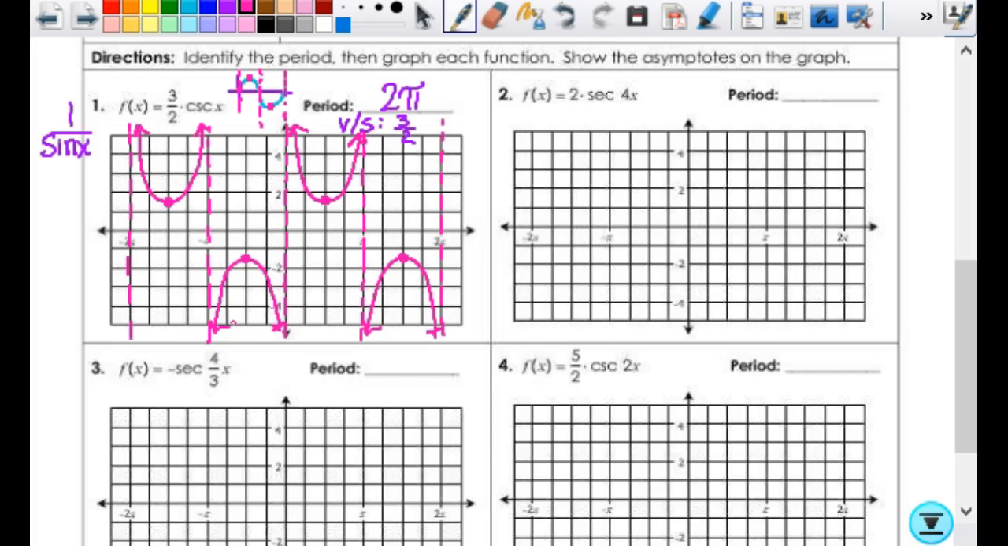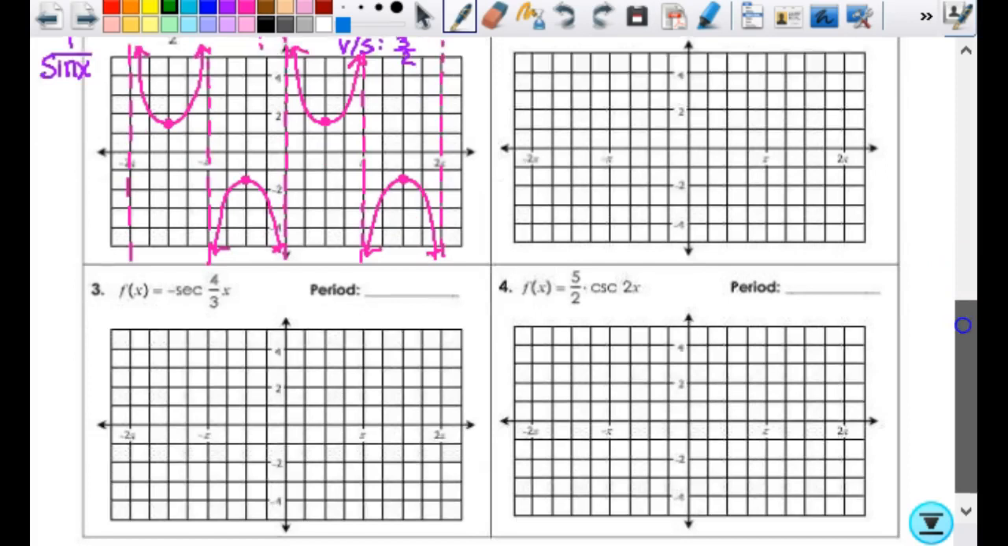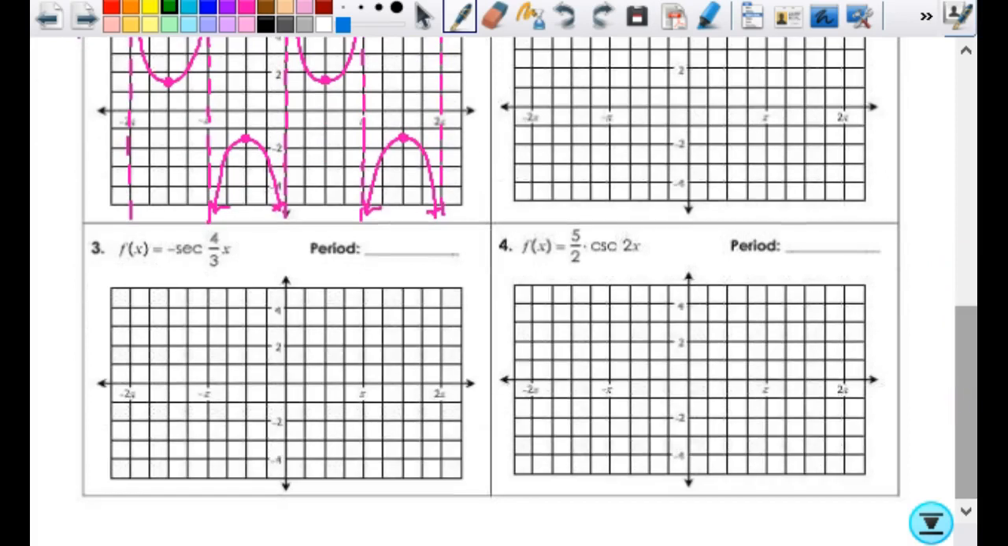Let's do a secant graph. So secant, the period is 2 pi, but when I multiply it by 3/4, because it's dividing by 4/3, that's multiplying by 3/4, the period's going to become 3 pi halves. I do not have a vertical stretch or compression. It's 1, that number's still important to me. I do have a reflection, though.